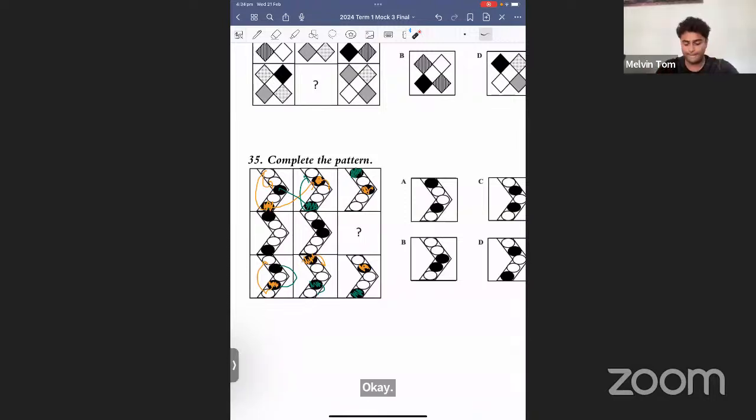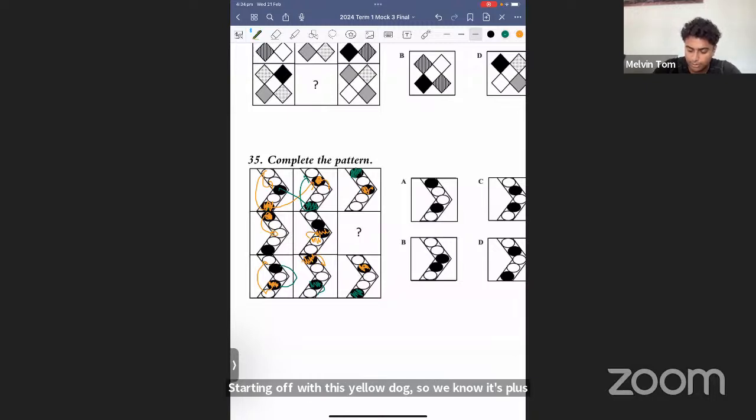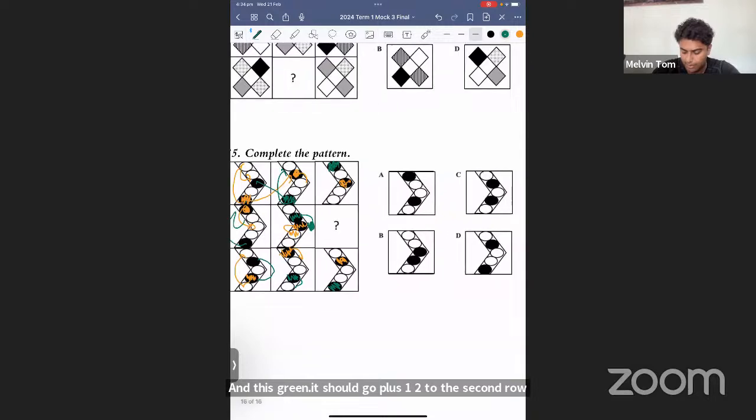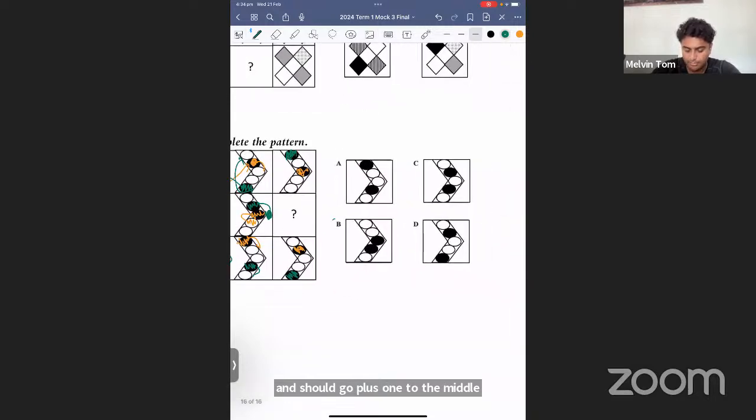Okay, so let's continue. So where was I? So as we were saying, let's look at the middle row, starting off with this yellow dot. So we know it's +2 to here, and the next one should be +1. And this green dot should go +1, +2 to the second row, and should go +1 to the middle. Does any of the answers make sense for that?